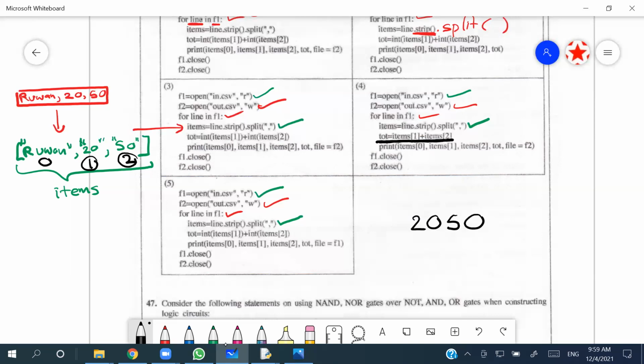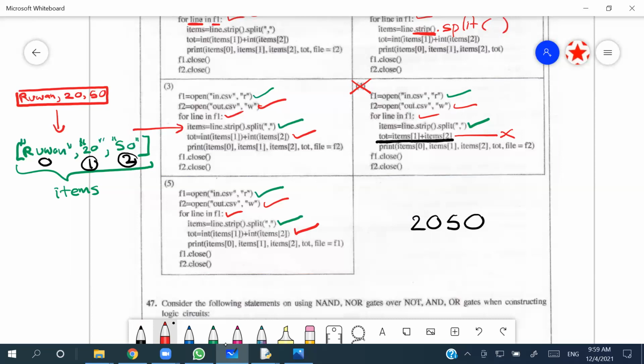So that is not what we want. Right? Due to that reason, this is wrong. So the fourth is out of context. Here it is correct, as well as in here, it is correct too. So the next line, print item 0, item 1, item 2, comma tot file equals F2.